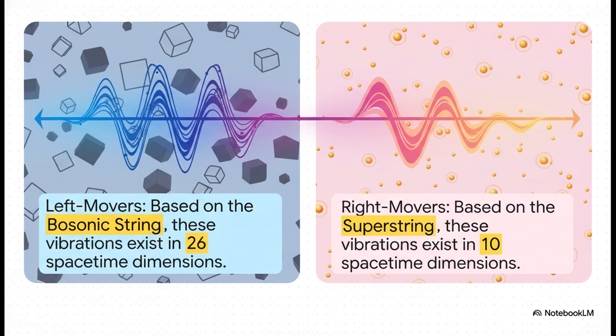Okay, so here's where it gets really wild. How does this hybrid work? Picture waves traveling along this string. The waves that are moving to the left, they act like they're in a 26-dimensional universe, based on an older, simpler idea called the bosonic string. But the waves moving to the right act like they're in a 10-dimensional universe, which is based on the more advanced superstring theory. And this is so important because the superstring side includes fermions, you know, the building blocks of matter, electrons, quarks, all that stuff. It's one string with a serious split personality.